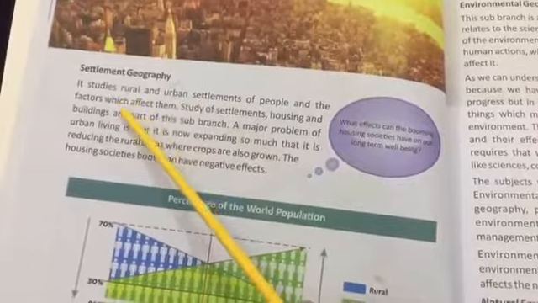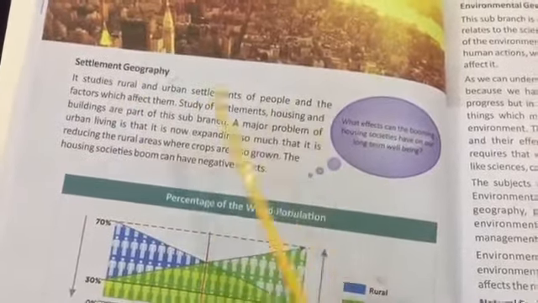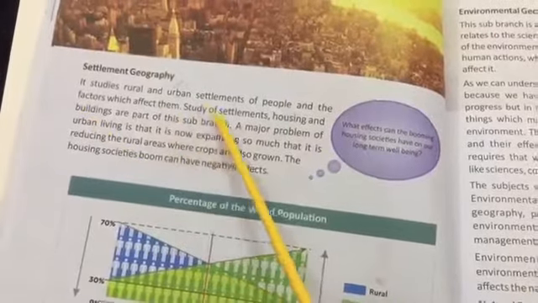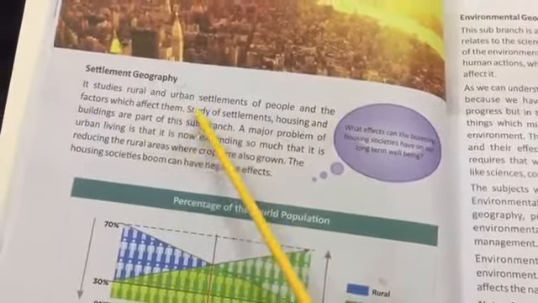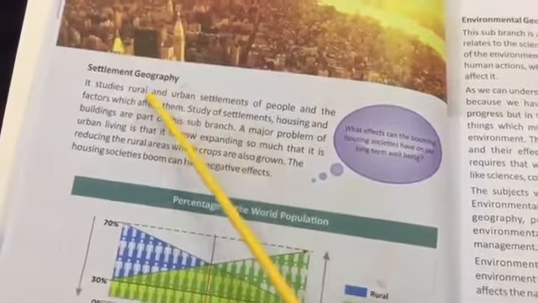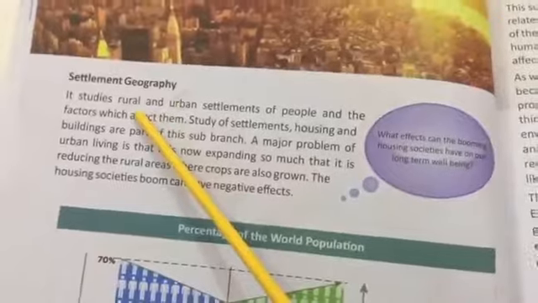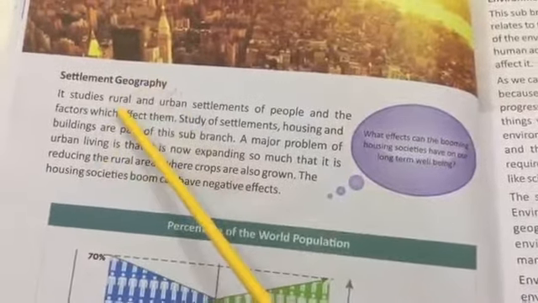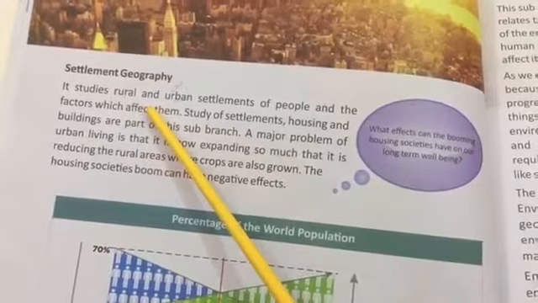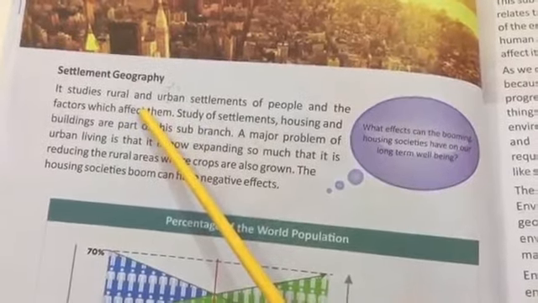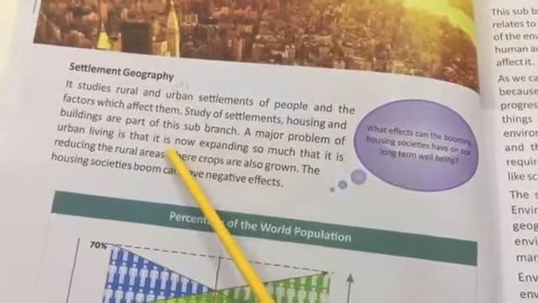So it studies the rural and urban settlements of people and the factors which affect them. Now the study of settlements, housing and buildings are part of this sub-branch. This settlement studies how the population is distributed, how the houses are settled, how the buildings are settled. In rural areas, there are not that many buildings and houses as compared to the urban. In the city areas, we have a lot of buildings.